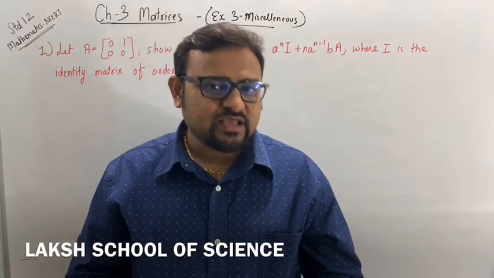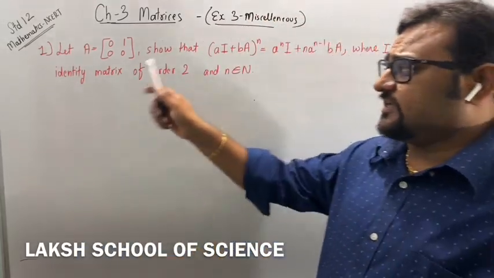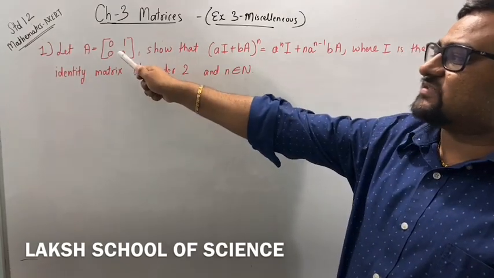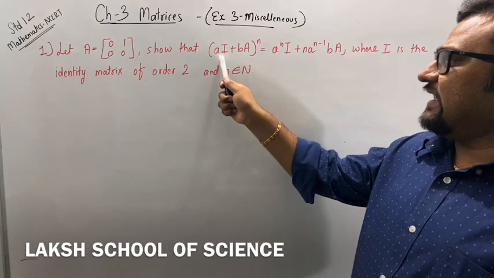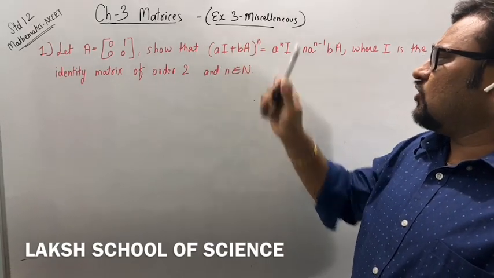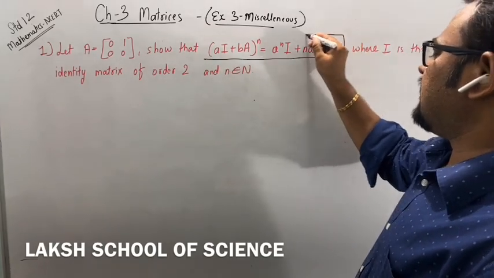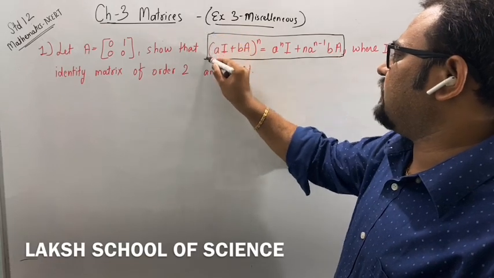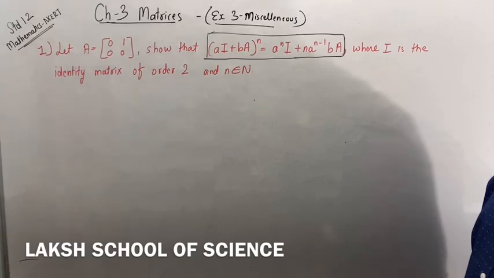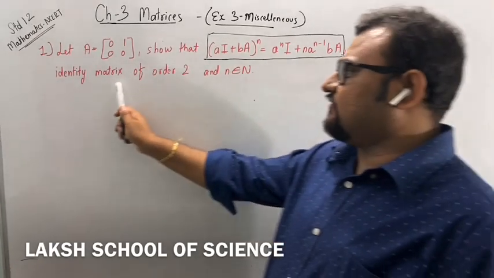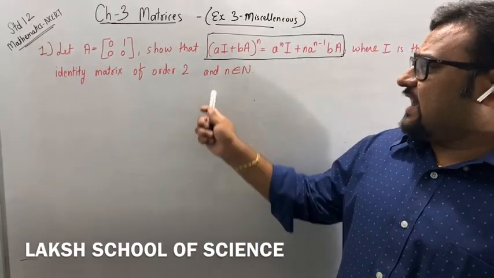Now let's start with the miscellaneous exercise with the first question. See, the first question says that A is a matrix given by 0, 1, 0, 0, and we have to show that (AI + BA) raised to n equals A raised to n I plus n A raised to n minus 1 BA. Clear? Where I is the identity matrix of order 2, meaning a 2 cross 2 square matrix, and n belongs to N.